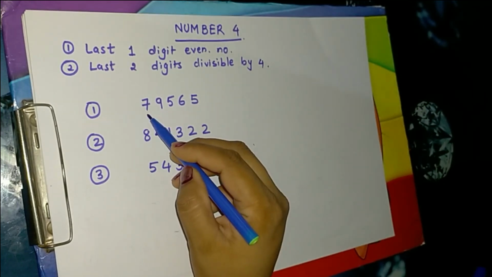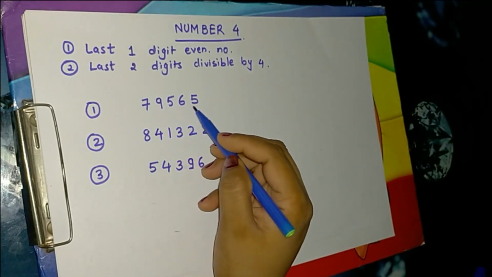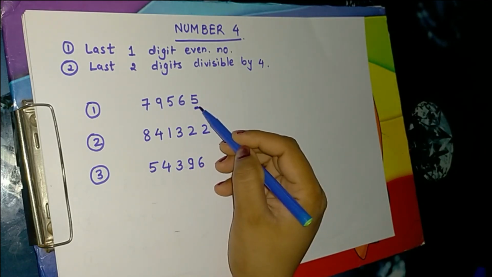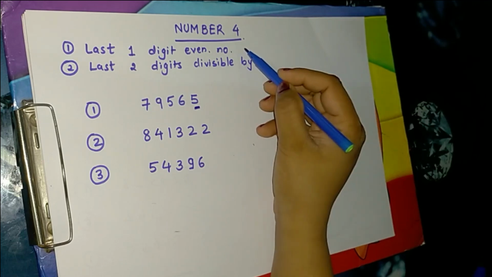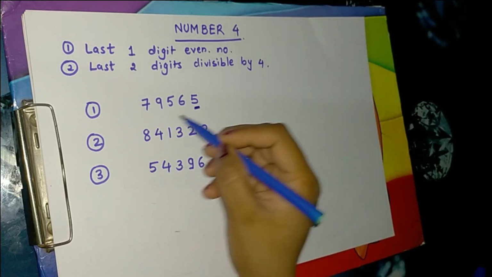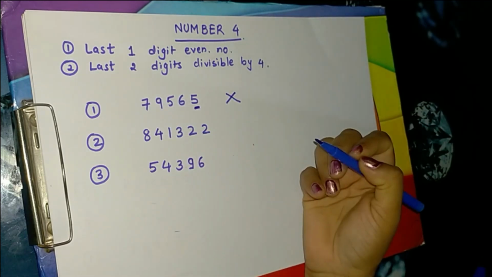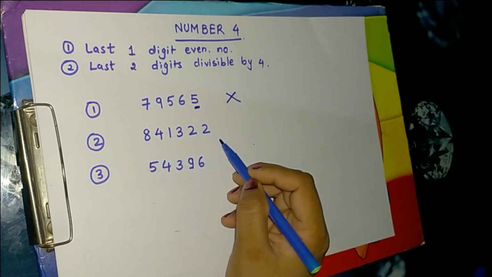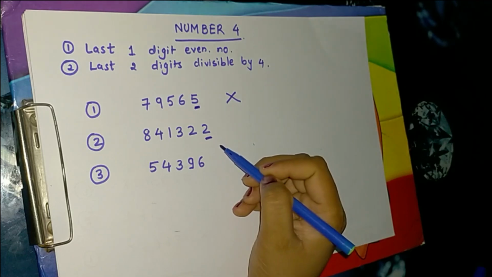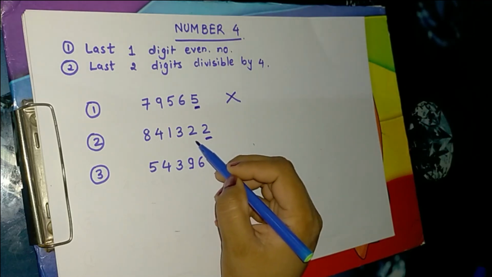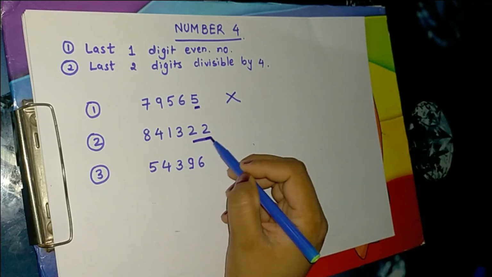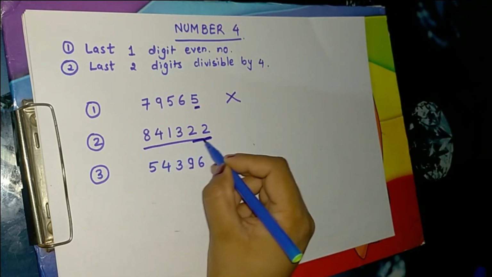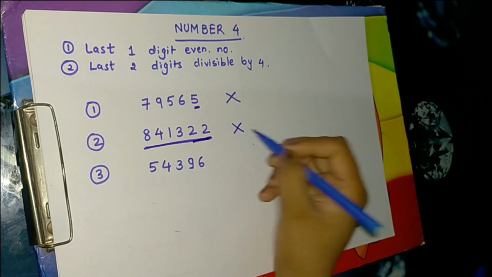So here you can see that our first number is 79,565 and the last digit of this number is 5, which is an odd number. So this number fails our first condition. So here we can say that this complete number is not divisible by 4. Our second number is 841,322. Here the last digit of this number is an even number, but when we check the last two digits of this number, that is 22, and 22 is not divisible by 4. So here we can say that this complete number is also not divisible by 4.